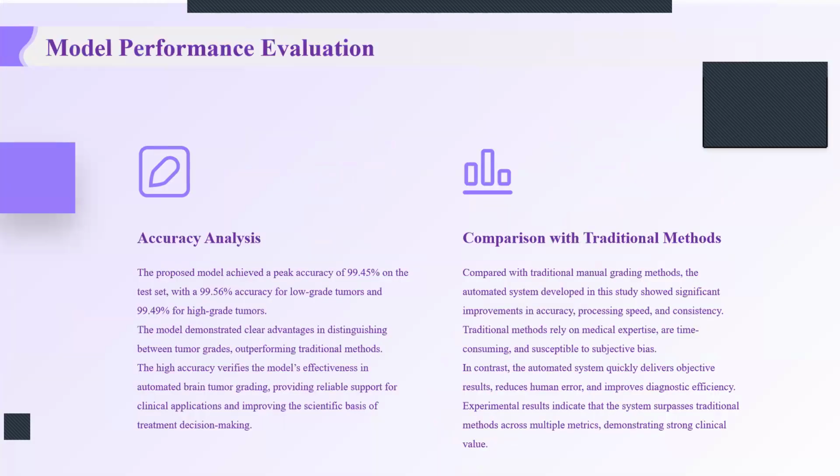And for the results, the authors report an accuracy of 99.45%, which is very high. However, they don't provide details on cross-validation or class balance, so the number may be overfitting. Still, it shows the strong potential of CNN-based grading.